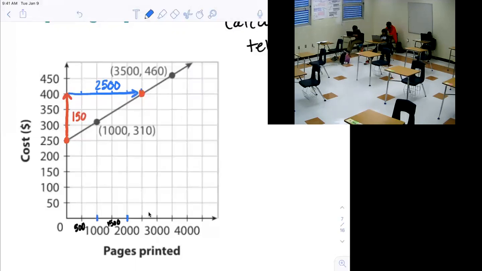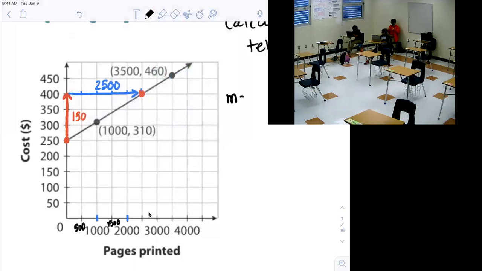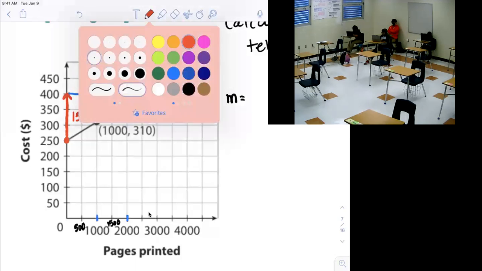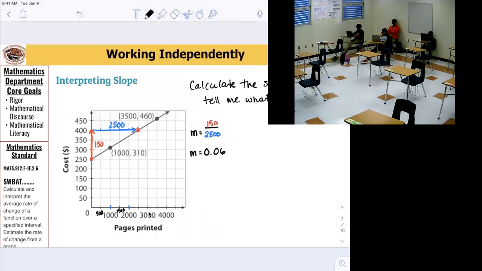All right, so it was a little bit tricky. You had to really make sure that you're counting carefully, because if you don't, you would get different answers. So what I get here, rise over run, would be 150 divided by 2,500. And what does that give you if you use your calculator? 0.06. Yeah, 0.06. Okay, so that's rise over run.